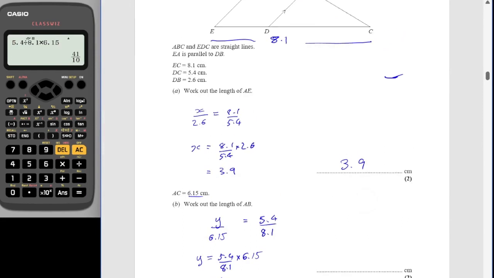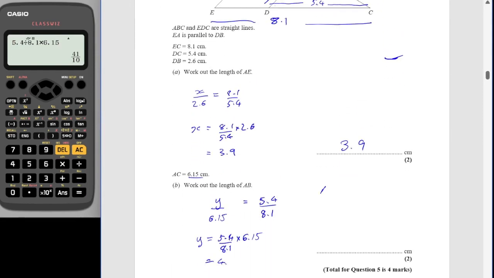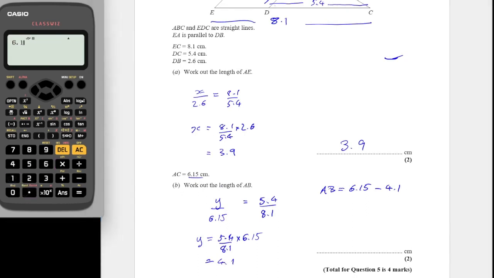But that's not actually what we're asked to find out. So AB will be equal to 6.15 minus 4.1. So 6.15 minus the answer I just worked out gives me, as a decimal, 2.05.